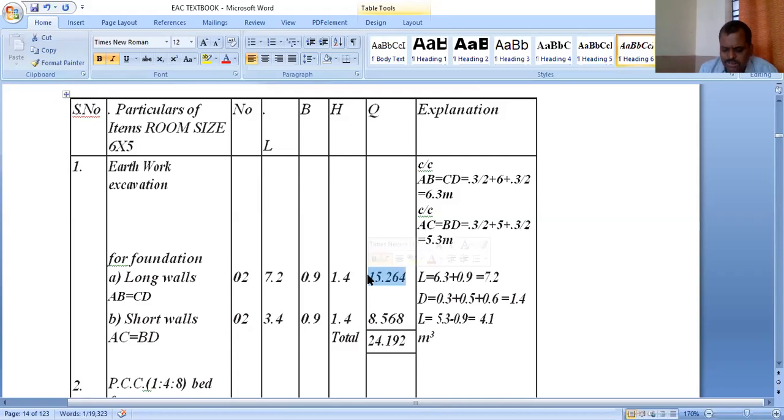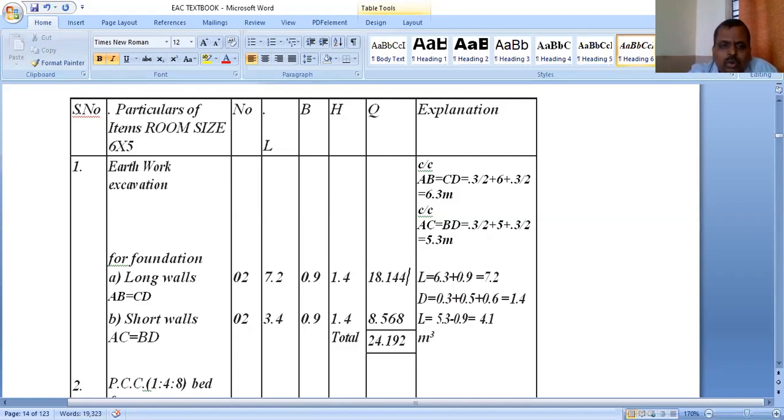So 2 will be the number, multiplied by 7.2, the length of the long wall, multiplied by 0.9, the width of the item, and multiplied by 1.4. So 2 into 7.2 into 0.9 into 1.4 will be 18.144. This will be the quantity of excavation as far as the long wall is concerned.